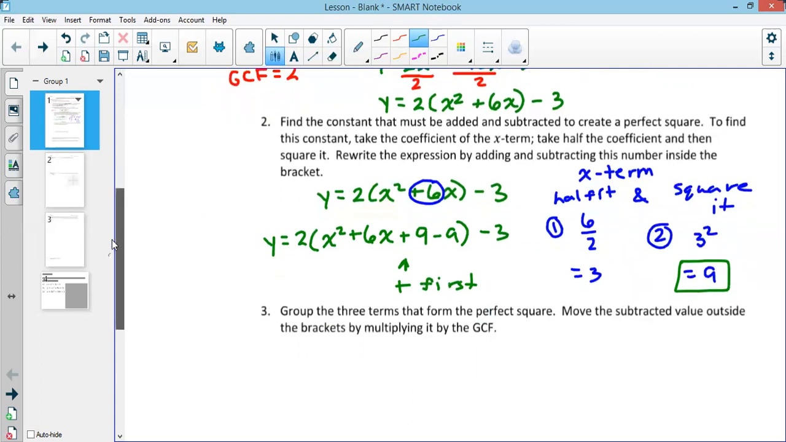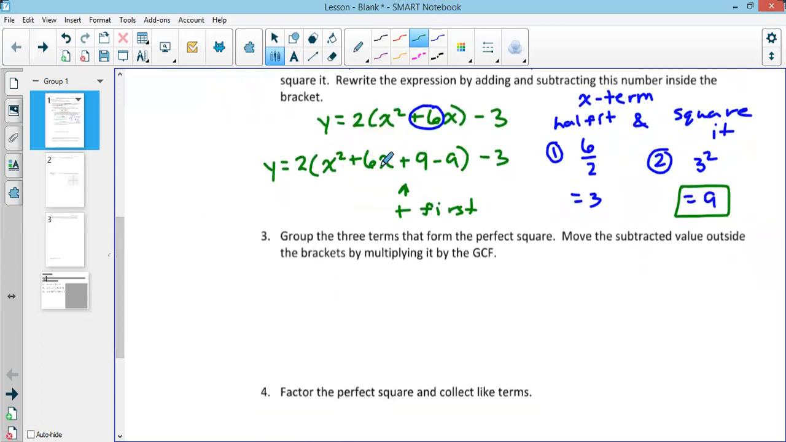Okay, so now we're going to group these 3 terms together in this bracket, and we're going to move the subtracted term to the outside by multiplying by this 2 at the front. So we can rewrite our equation as y equals 2x squared plus 6x plus 9 minus 9 minus 3. So we want to take this minus 9 out of this set of brackets. Before we can do that, we have to multiply it by that greatest common factor at the front there. So we have to multiply this by 2.